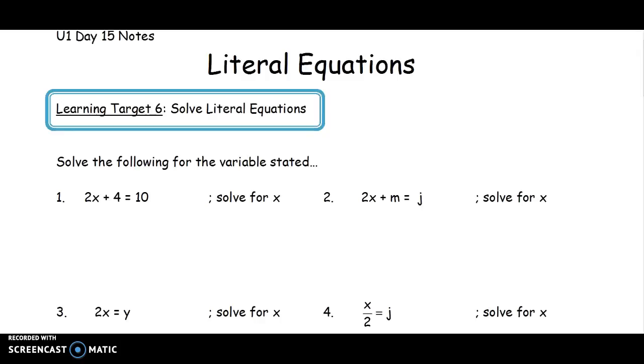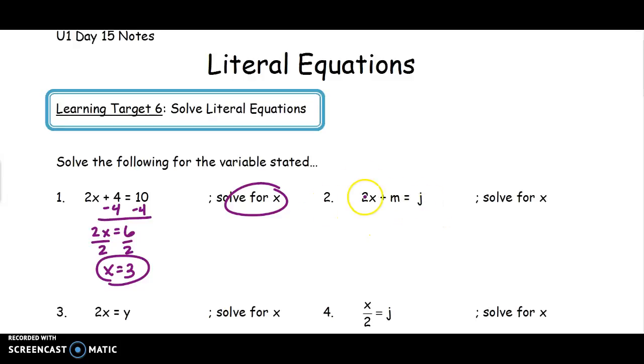So first, number one, this is a problem that we've seen already. So first step you would do is subtract 4, right? And then you have 2x is equal to 6. Then you would divide by 2, because remember it says solve for x, and you get x equals 3. Okay, that's something that we've done this whole time. But if you look at a problem like number 2, it's the exact same problem, but our 4 turned into an m, and our 10 turned into a j.